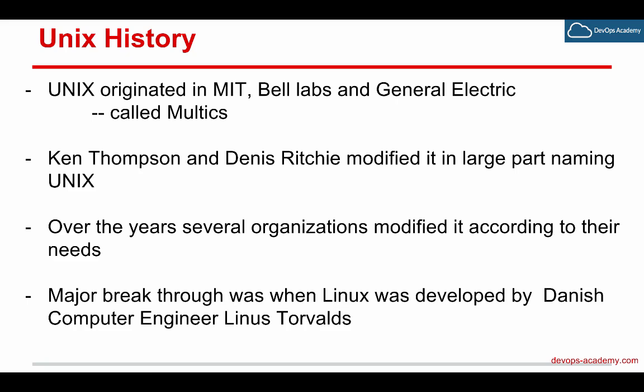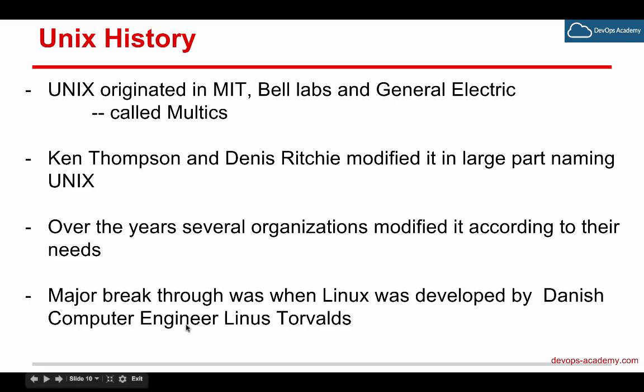Later it was modified by Ken Thompson and Dennis Ritchie, and they named it as UNIX. Over the years, several organizations modified it according to their needs. So as it evolved over the years, it was heavily modified by companies like IBM, AT&T, Bell Labs, Xerox, Apple. They all forked the base version of Unix and modified and added their own piece of software to it. So it has evolved a lot.